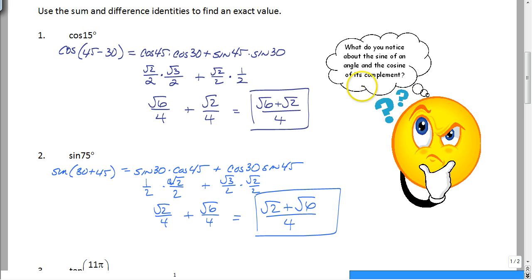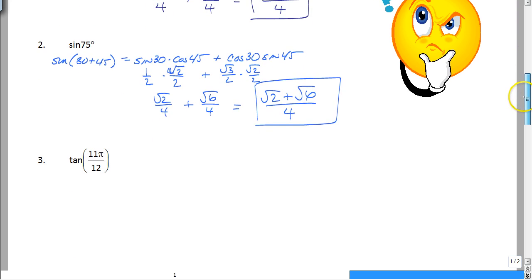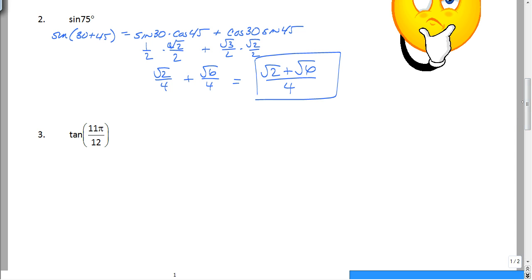The reason that happens is because cosine and sine, if they are complements, so the cosine of 15 and the sine of 75, they're going to have the same value. That's going to work out when you have complements. The last one is in radians. Well, luckily you know how to work with radians, so this is the same kind of thing.